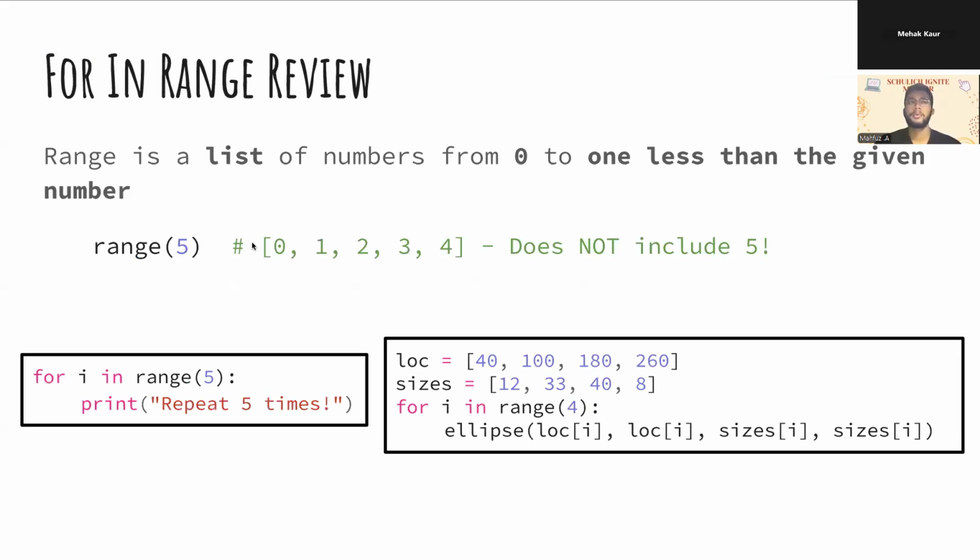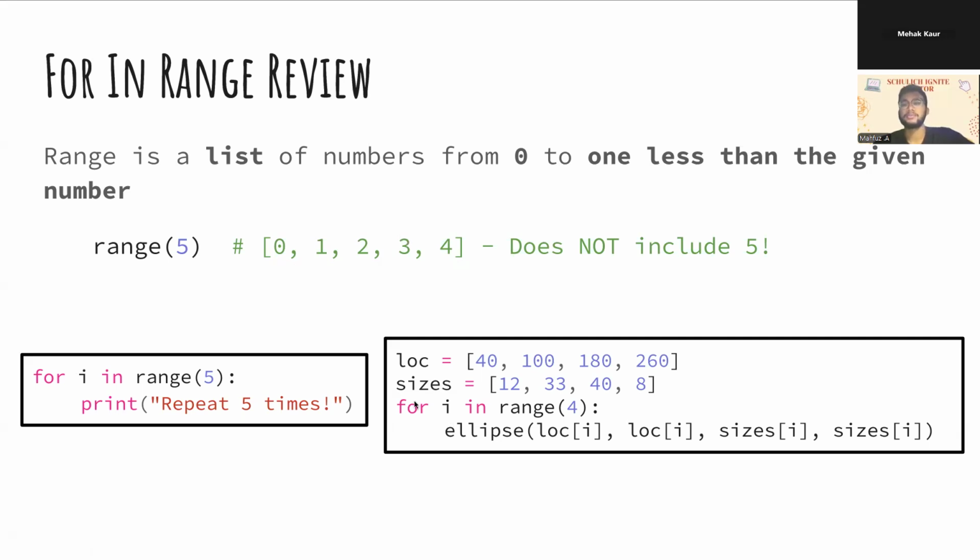So if you guys remember, last time we talked about this for-in-range idea. Range is a list of numbers from 0 to 1 less than the given number. For example, range of 5 would give basically a list of 0 to 4, not including 5. So it gives you five different numbers, right? So it repeats something five times, and the values of i, for example, in this for loop would be 0, 1, 2, 3, and 4.